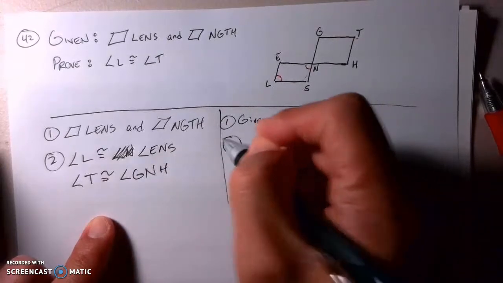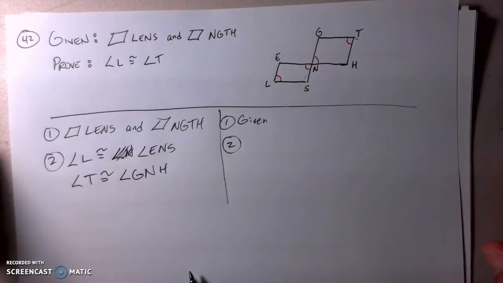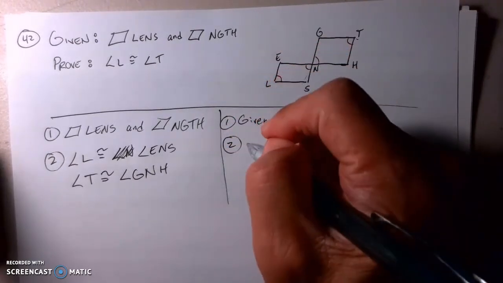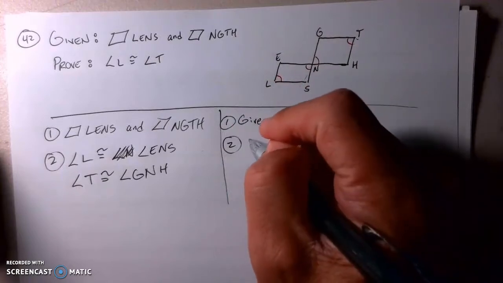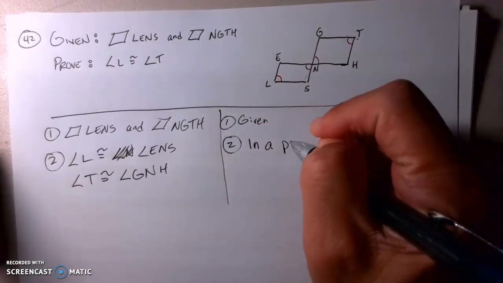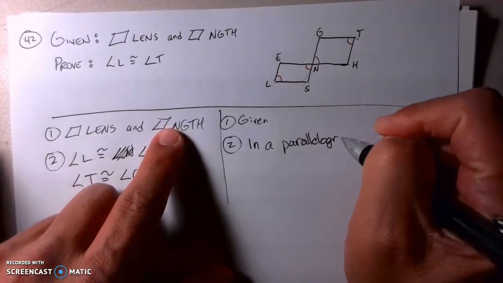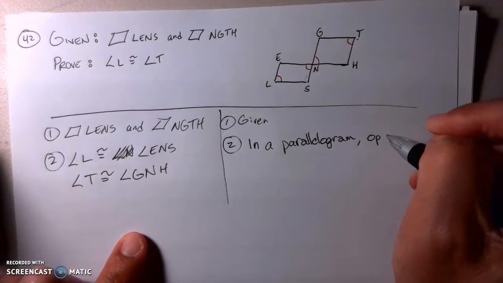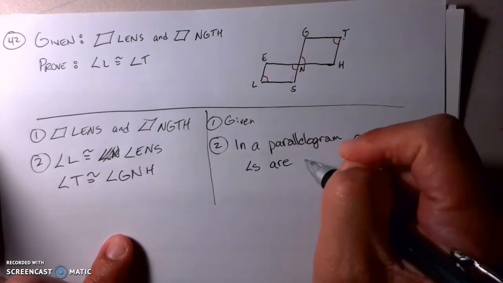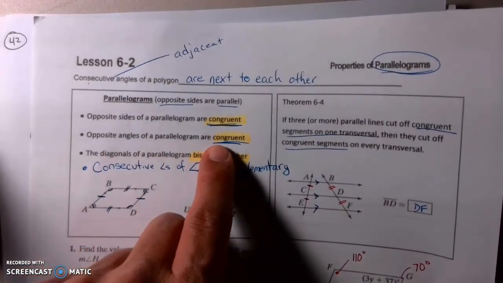GNH. And the reason is, don't go with definition of a parallelogram, because the definition of a parallelogram just means things are parallel. But what we want to say is, in a parallelogram, because we do have parallelograms here, opposite angles are congruent. We're just going to spell it out. Opposite angles of a parallelogram are congruent.